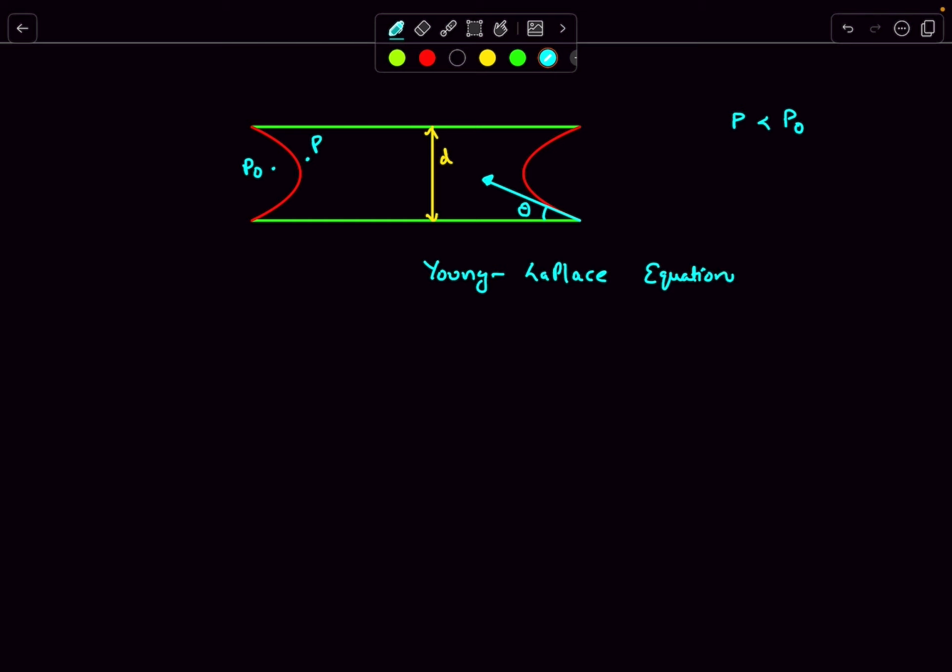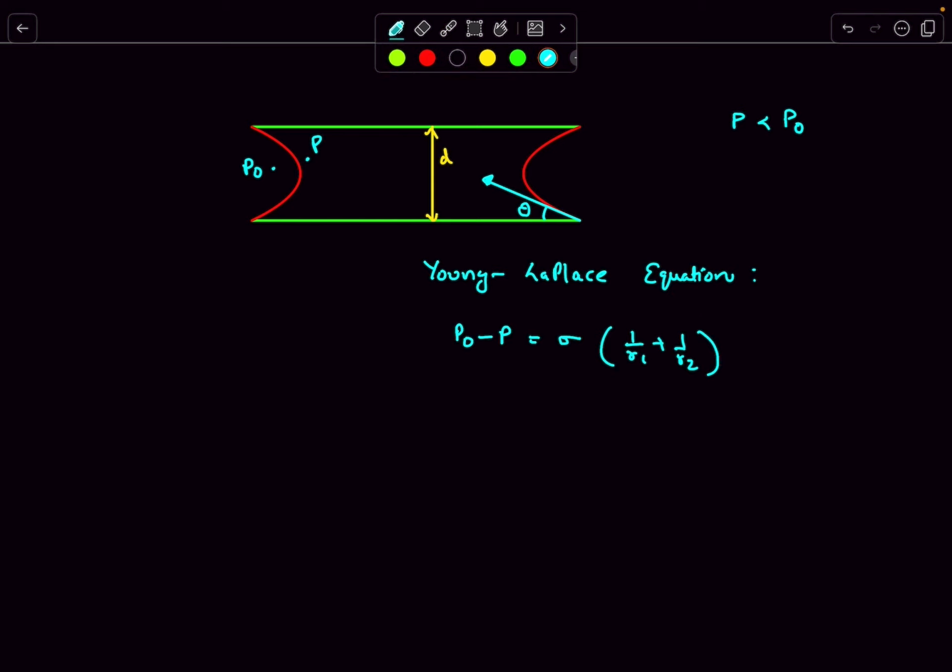So in order to figure out P, we'll use the Young-Laplace equation, okay? So that basically states that the excess pressure or the pressure difference, which in this case is going to be P naught minus P, would be equal to the surface tension, let's call it sigma, times 1 by R1 plus 1 by R2, where R1 and R2 are the principal radii of curvature associated with the surface of the fluid. Okay, so let's try to determine R1 and R2 in this case.